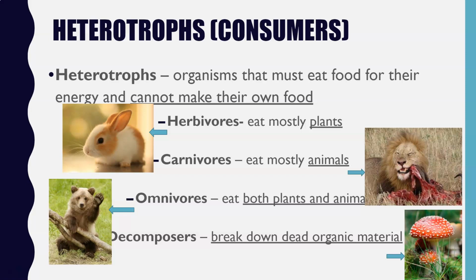So your first one is a herbivore. It is going to eat mostly plants. They're not really any meat eaters at all, it's just plants. You have carnivores that eat other animals, so they're meat eaters. You have omnivores, which eat both plants and animals. So humans would fall into this category since most of us eat both plants and animals. And then you have the last category, which are decomposers, where these things break down dead organic materials.